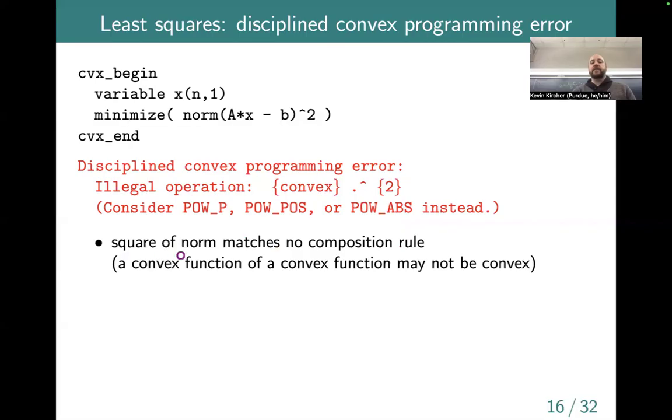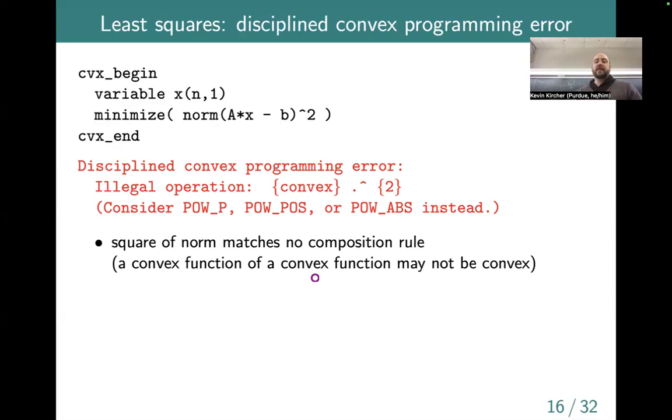Okay, so why does this happen? Well, the square of the norm doesn't match, again, any composition rule that CVX knows, because a convex function of a convex function is not necessarily convex. So to convince yourself of that, a very simple counterexample would be, suppose you have two convex functions. One is y equals negative x. Right? So that's an affine function. It's just a line, therefore it is convex. And another one, take y equals x squared. Right? So if you take negative x and you compose it with x squared, you get negative x squared. It's a composition of two convex functions, but negative x squared is hill-shaped, not bowl-shaped, so it is a concave function.